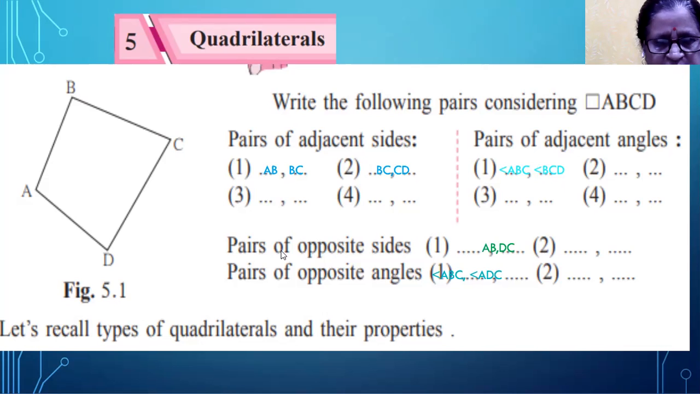And then the next question is pairs of opposite sides. We have to write the opposite sides. Which are those opposite sides? This is one, AB, and opposite to this side is DC. And another pair you can see, this and this also. Then opposite angles. Which are those opposite angles? One angle is ABC, its opposite angle is ADC, and another pair you write yourself, filling these using this knowledge. We are going to use this property in the next study.